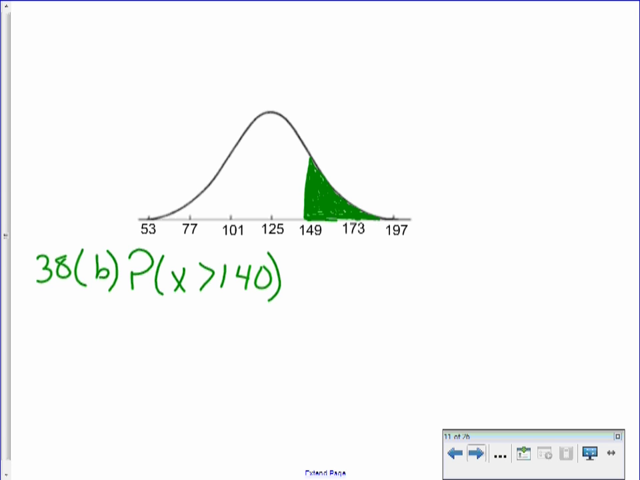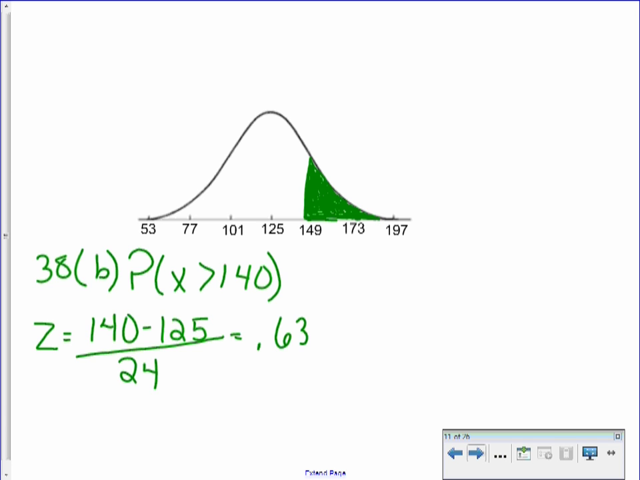All right, so once we've shaded, now we can determine our z-score. So we need the z-score of 140. What do we get? 0.63? Okay.